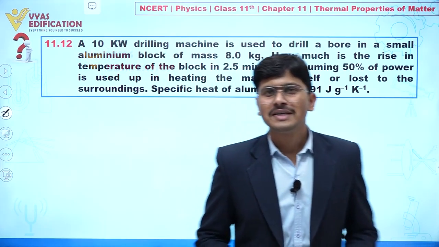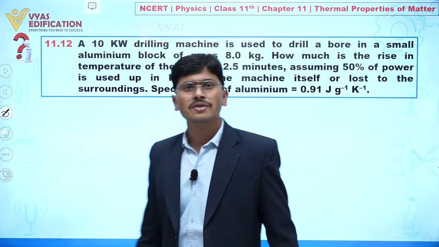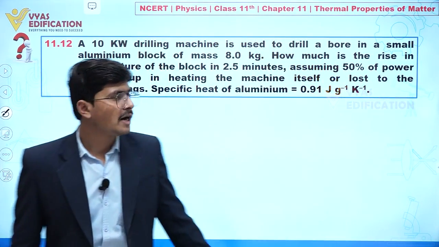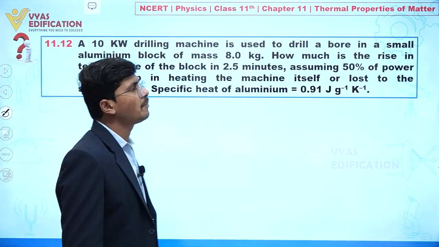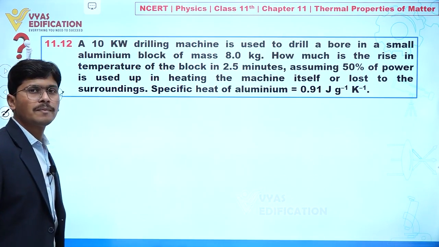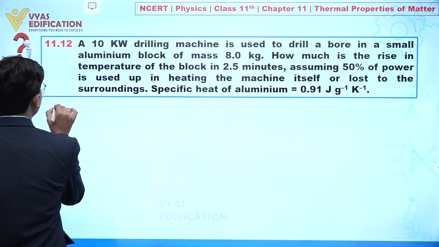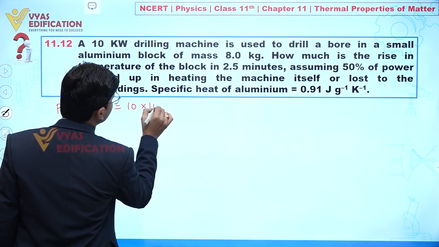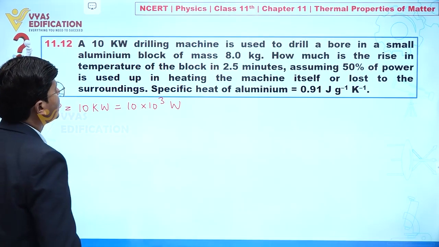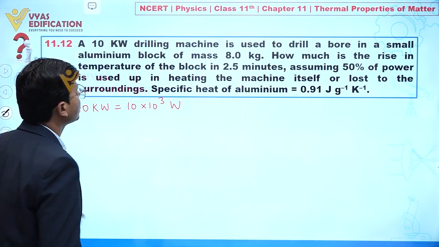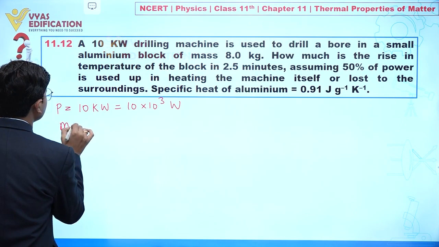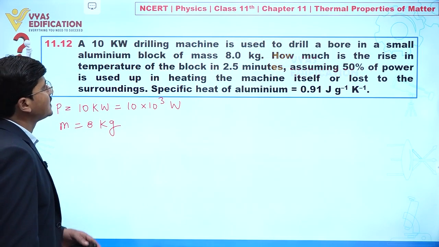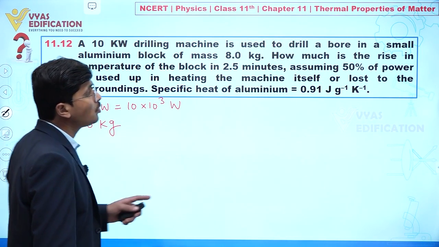Now dear student, we are going to discuss question number 11.12. In this question it is given to you, a 10 kilowatt drilling machine is used to drill a bore in a small aluminum block of mass 8 kilogram. So the power of this drilling machine is 10 kilowatt, or 10 into 10 to the power 3 watt. The mass is given to you, that is 8 kilogram. How much is the rise in the temperature of the block in 2.5 minutes?